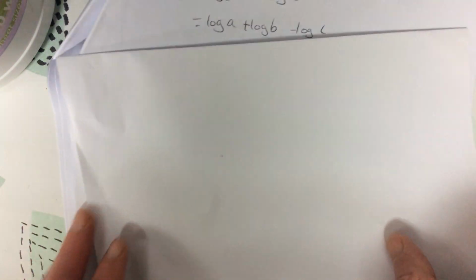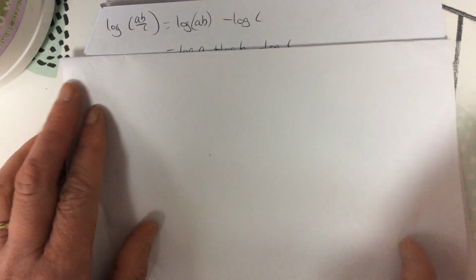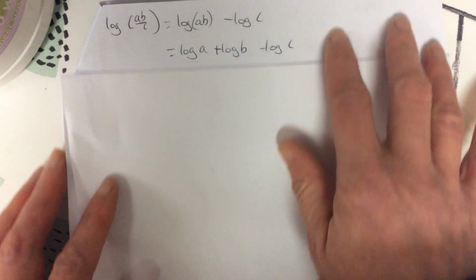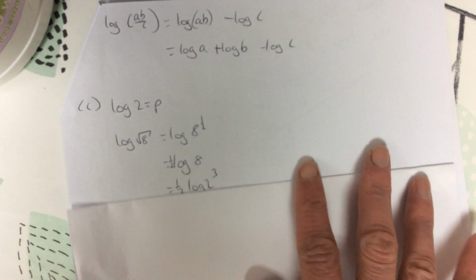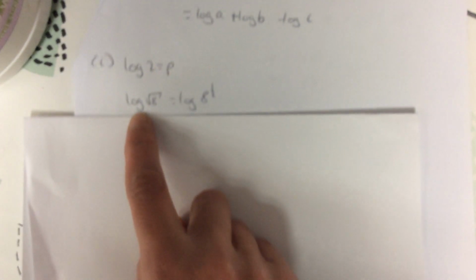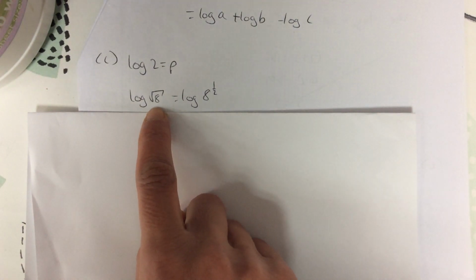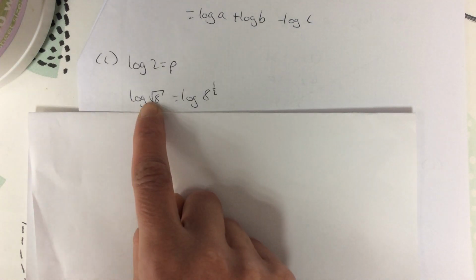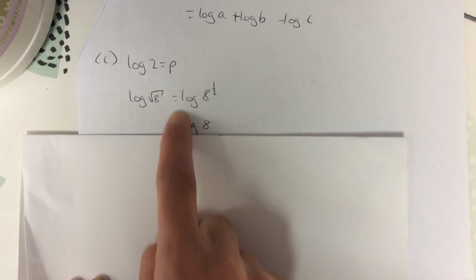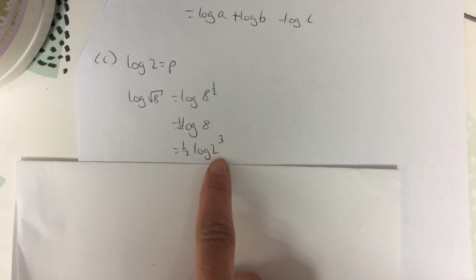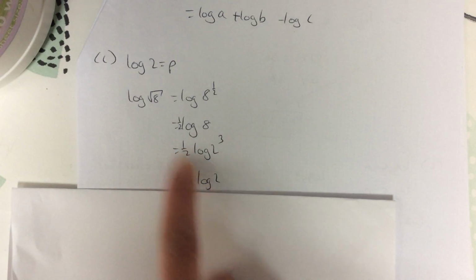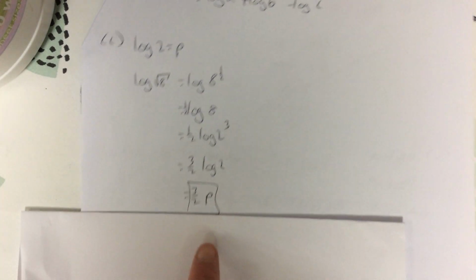This one here's using your wee rules. So, dividing means subtract, multiplying means add. Okay, these ones here. So log 2 is p, and you want to find log root 8. Root means the power of a half. One of the rules of indices, power can go to the front. 8 is the same as 2 cubed. One of the rules of indices, bring the power to the front. Log 2 is p, so it's 3 over 2p.